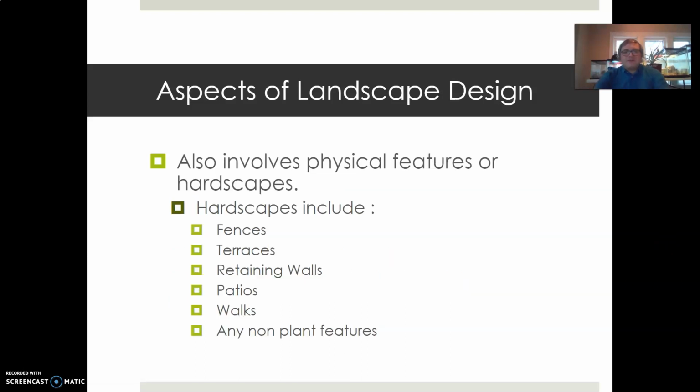It also involves physical features or hardscapes. So if you hear the term hardscape, it's referring to things like fences, terraces, retaining walls, patios, walks, any non-plant features, basically. So these would be things that are a little bit tougher to confront because this would be construction projects, but again, they're things that you want to consider as part of your landscape.